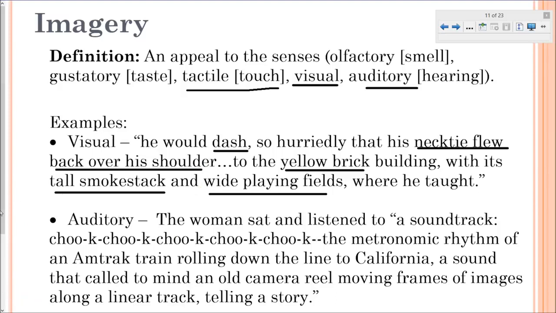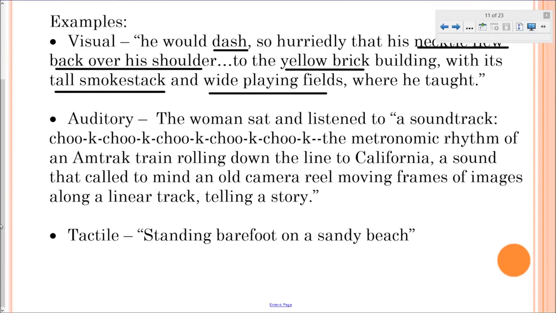For auditory, we have an example that relies on a lot of onomatopoeia, but there are other things going on in this as well. The woman sat and listened to a soundtrack, chugga chugga chugga chugga chugga, the metronomic rhythm of an Amtrak rolling down the line to California, a sound that called to mind an old camera reel moving frames of images along a linear track, telling a story. And so there, of course, we have the onomatopoeia of chugga chugga, but we also have the phrase metronomic rhythm, and we have the idea of this sound of the train.